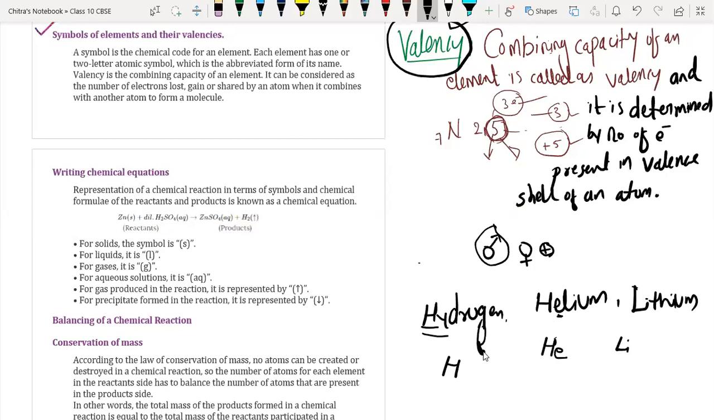So elements started being represented on the basis of their initial letters, maybe the first letter or the first along with the second. Each element has a one or two letter atomic symbol which is an abbreviation from its name. So hydrogen is represented by H, so we can say H is the abbreviation for hydrogen, He is the abbreviation for helium, and Li is the abbreviation for lithium.